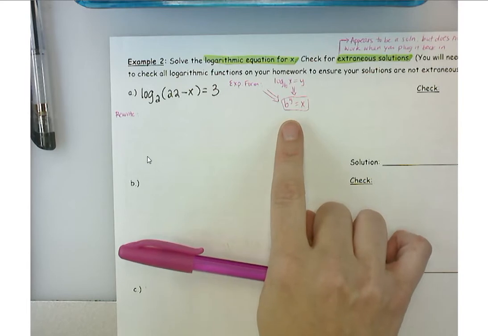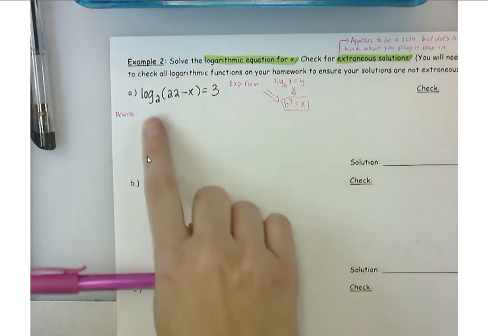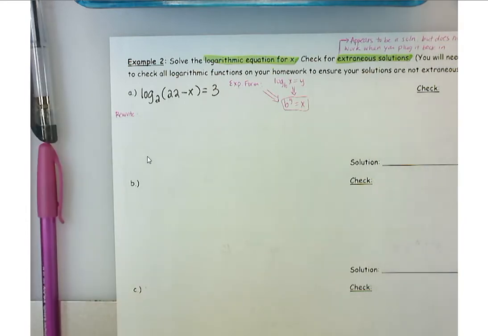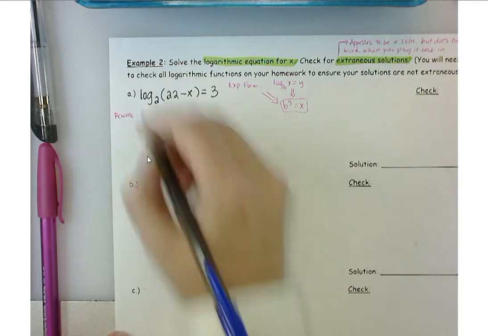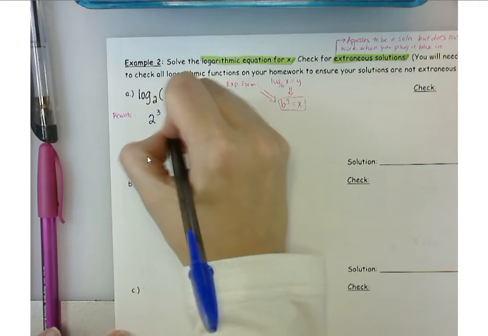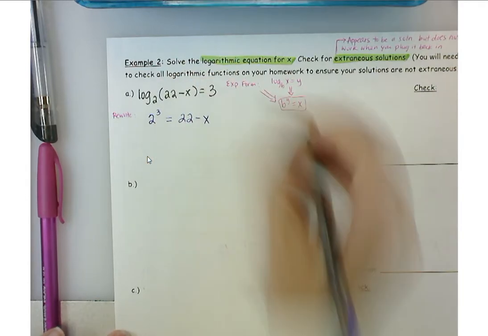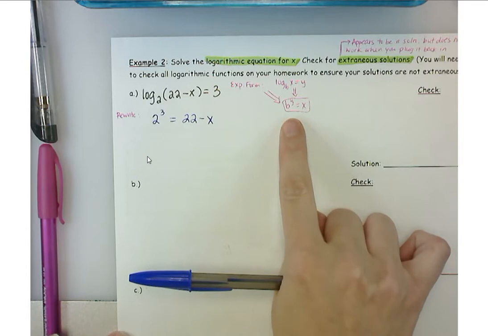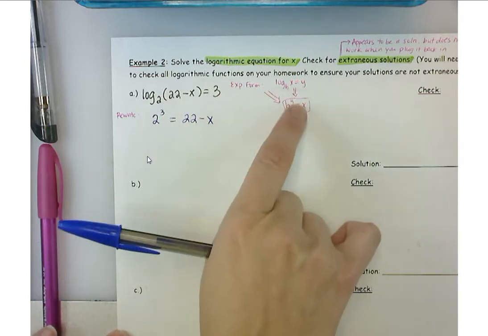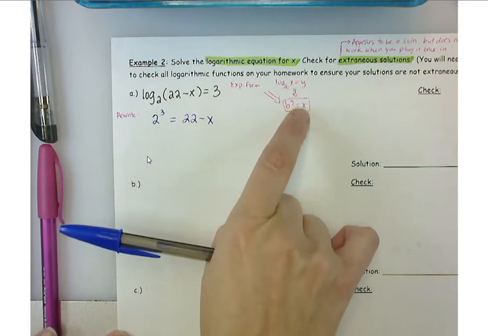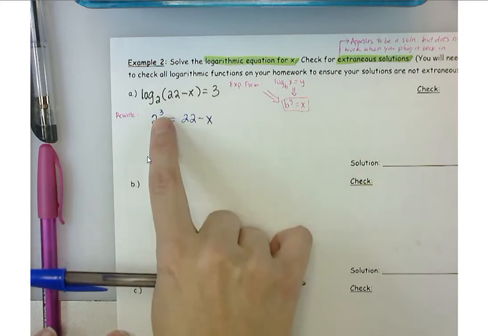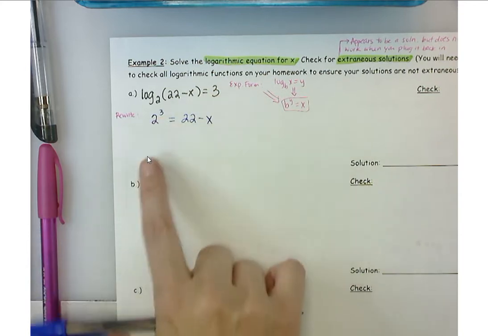Okay, so if you're going to rewrite this, Katie, what are we going to start with? 2. Yep, so start with your base. Good. So your base is 2. And then what's your exponent? 3. Yep, and that will equal 22 minus x. So all I'm using here is the definition, right? My base is 2, the exponent is 3, and it equals 22 minus x. You can look at your form, see how your x is here, and that's what it equals. And your y value was 3, which becomes our exponent. Are you guys comfortable with this?